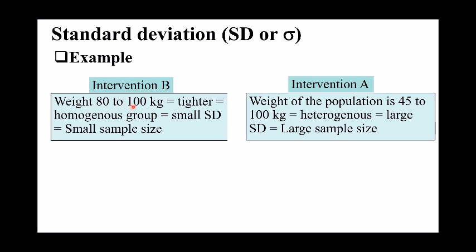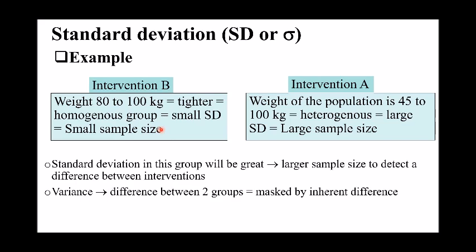While this is 80 to 100, the difference is only 20. So this is a more homogeneous sample. It's a small standard deviation, and therefore you need a small sample size.